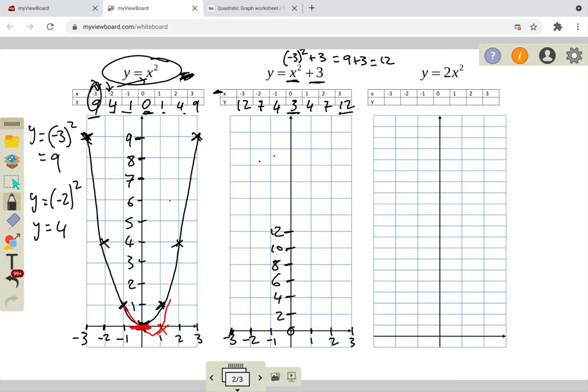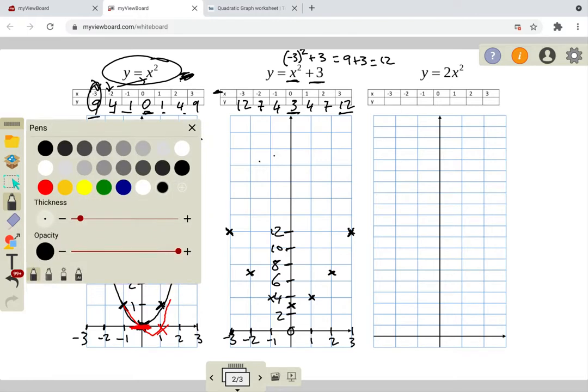Okay. So my first one, negative 3, 12. Put that point in. Here we are. Next one, minus 2, 7. Put that point in. Here we are. Next one, minus 1, 4. Put that point in. 0, 3. For the next one, that's going to be between 2 and 4. 1, 4. Put that point in. 2, 7. Between 6 and 8. 3, 12. Okay, again, you can see it's got kind of a bell shape. Let me just change the color so you can see it.